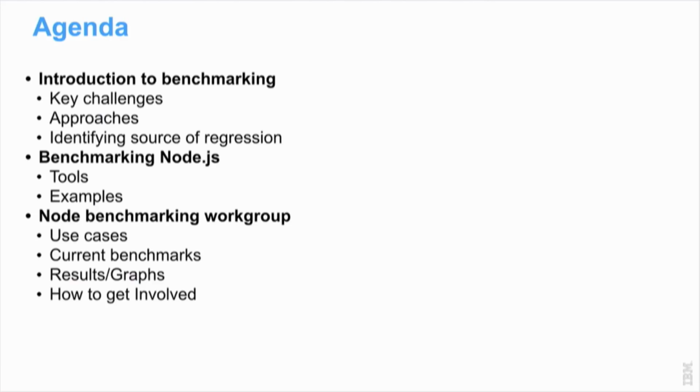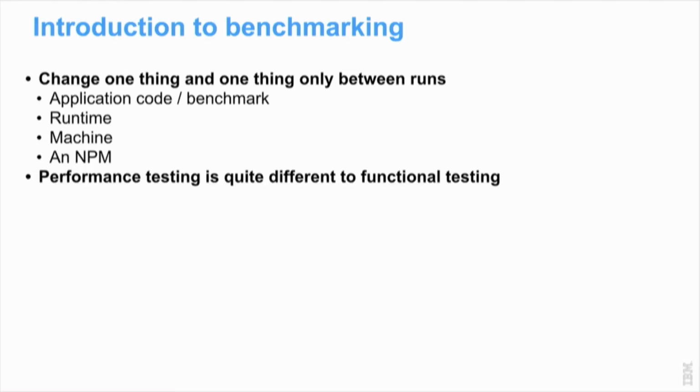So what we're going to talk about today, I'm going to start off with a brief introduction to benchmarking and performance testing. I'm going to look at some of the key challenges, different approaches that you can take to performance testing, and then what to do if you identify a regression and how to find out what it is that's caused that. We're going to look at some of the tools and examples of using those tools on how to benchmark and look at the performance of Node.js. And then finally, I'm going to give a bit of information about what we've been doing in the benchmarking workgroup. So, an introduction to benchmarking then.